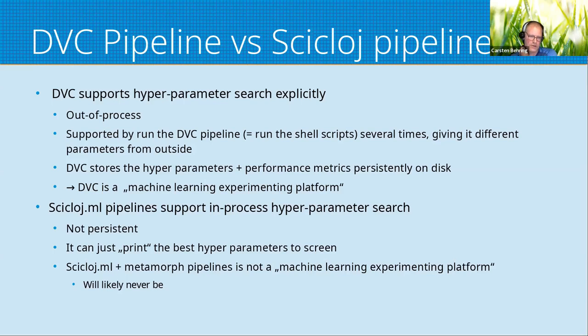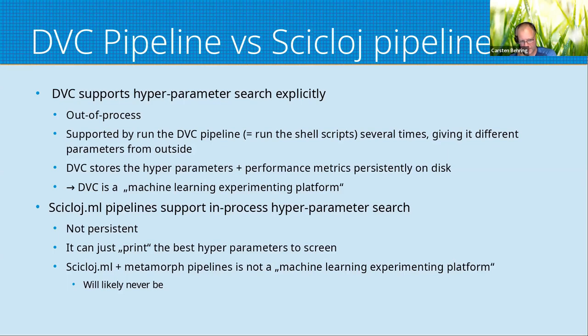So in this context, DVC goes under the label of a machine learning experimenting platform, because that is what DVC is. There are several for that, and DVC is simply one of them. And scicloj.ml pipelines on the other side also support in-process hyperparameter search, but this is not persistent.